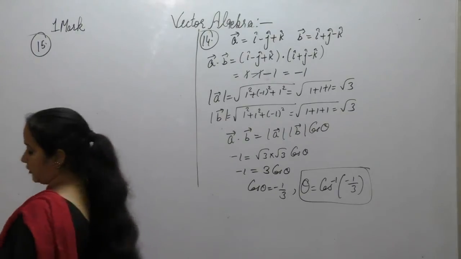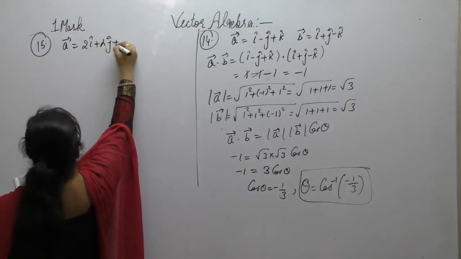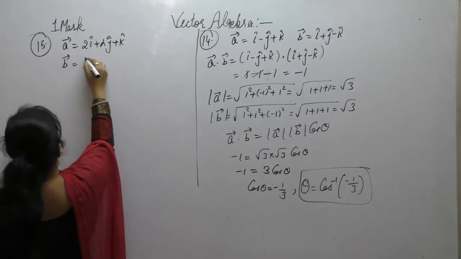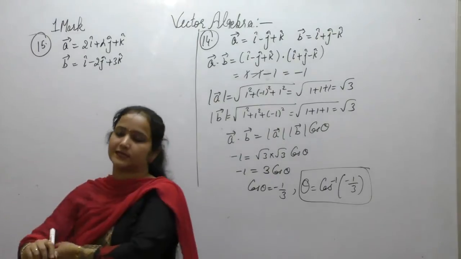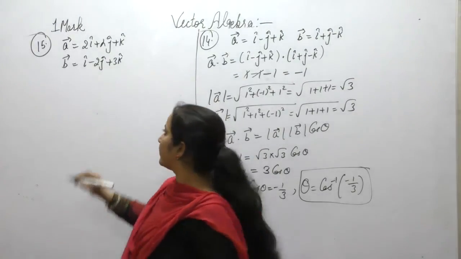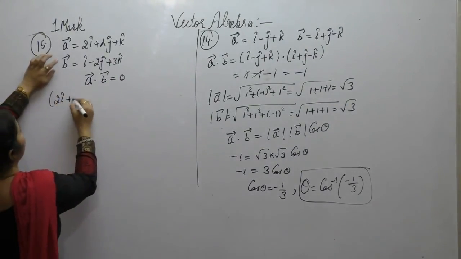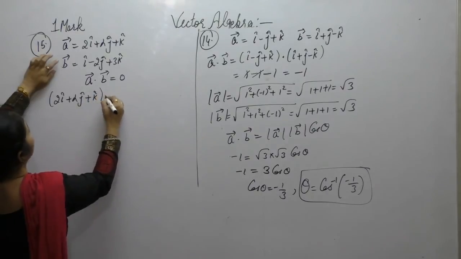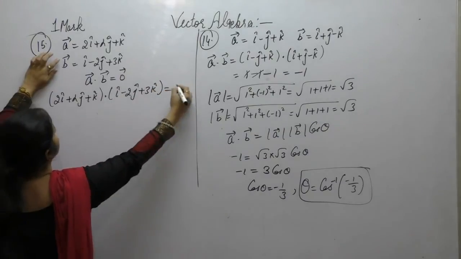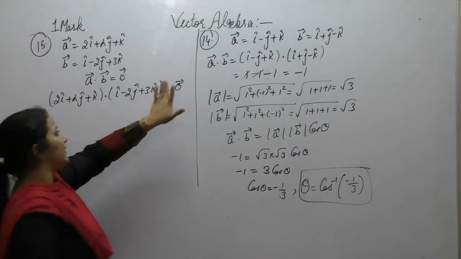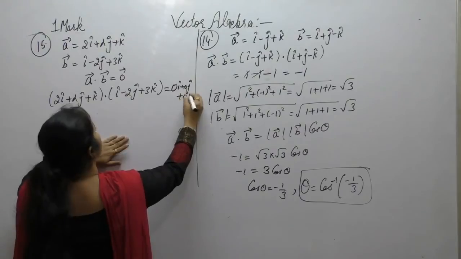For what values of lambda are the vectors A vector 2i plus lambda j plus k cap, B vector i cap minus 2j plus 3k cap perpendicular to each other? Two vectors A and B are perpendicular if their dot product is 0. So take the dot product (2i plus lambda j plus k cap) dot (i minus 2j plus 3k) equals to 0 vector. 0 vector means 0i cap plus 0j plus 0k cap.